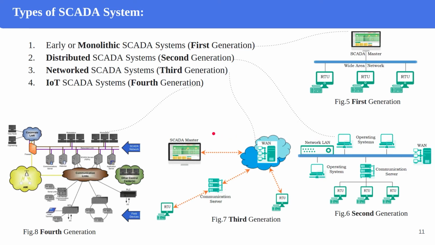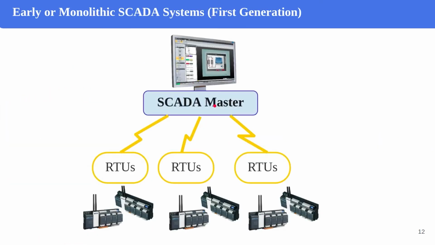Okay, let's see the different types of SCADA systems. The first one is the early or monolithic SCADA system, or first generation. The second one, the distributed SCADA system, or second generation. The third one, network SCADA systems, or third generation. And finally, IoT SCADA systems, or fourth generation.